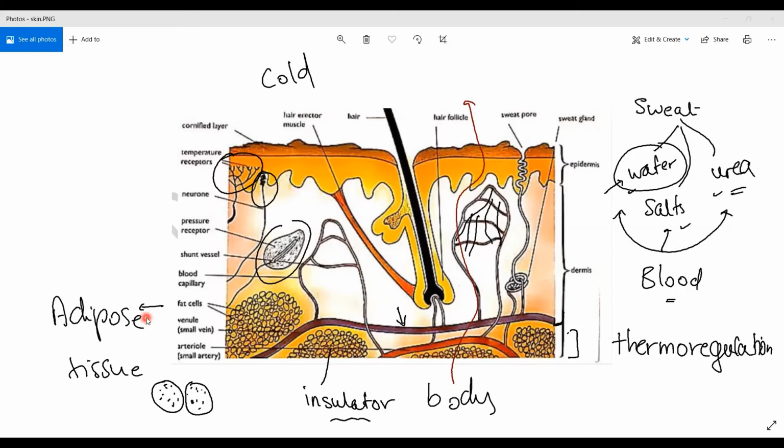That's why the skin acts in thermoregulation. The skin keeps our temperature constant because of the presence of these adipose cells or the adipose tissue, and because of other reasons that I'm going to explain later.